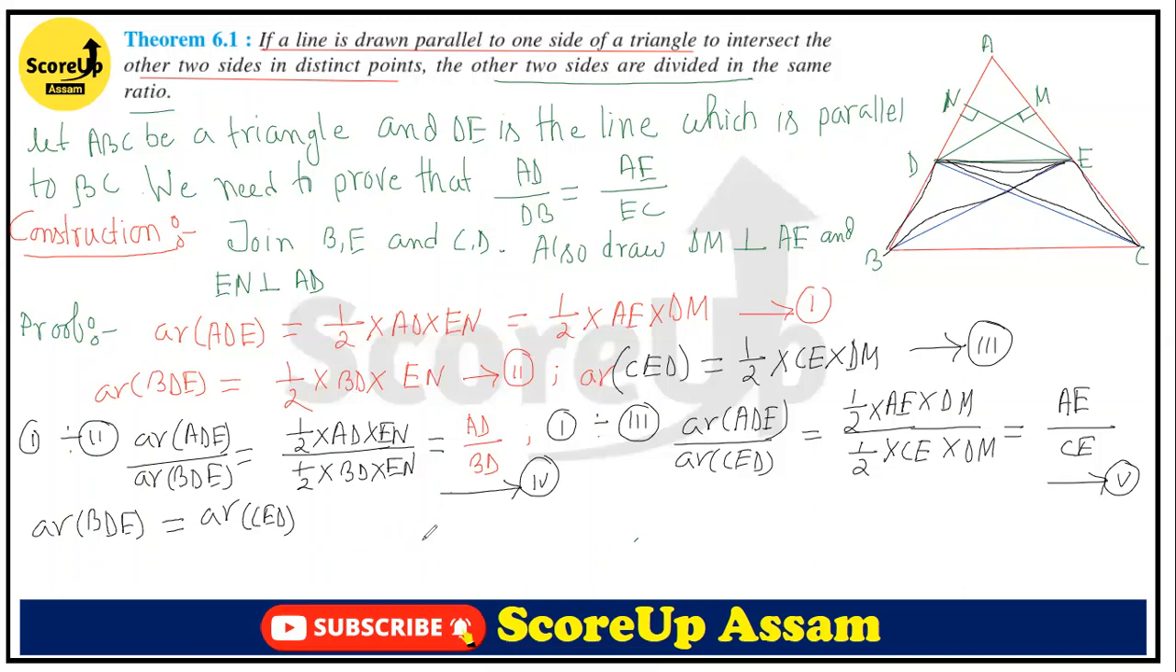From 4 we can write that, since area of BDE is equal to area of CDE, this term will be equal to this term. That means AD by BD is equal to AE by CE. Okay, that means, or you can say, that means what?